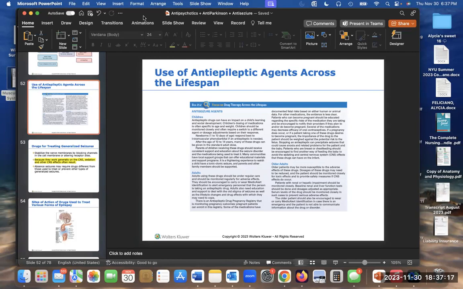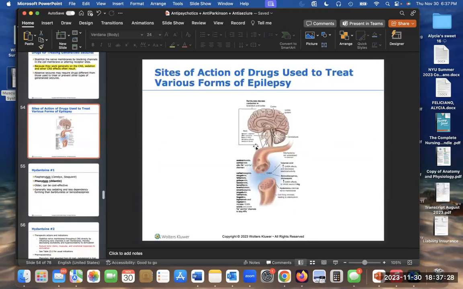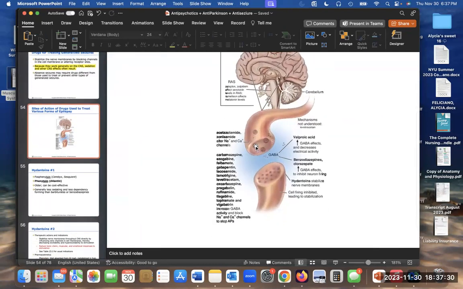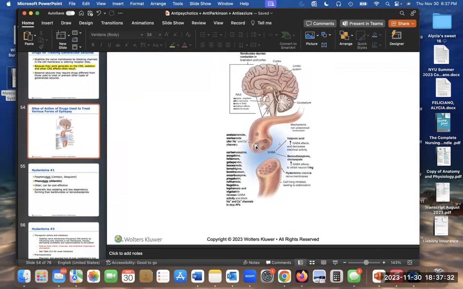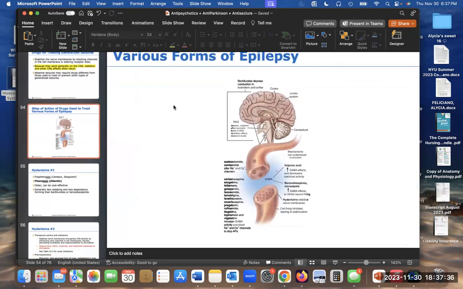Adults can pretty much use anything, and older adults, you just have to be really, really careful. Okay, so now we're going to talk about drugs that treat generalized seizures. And what I want you to know, it's so hard to see, but you're going to notice that there's going to be a few different ways that these anti-seizure medications work. It's all in the brain.